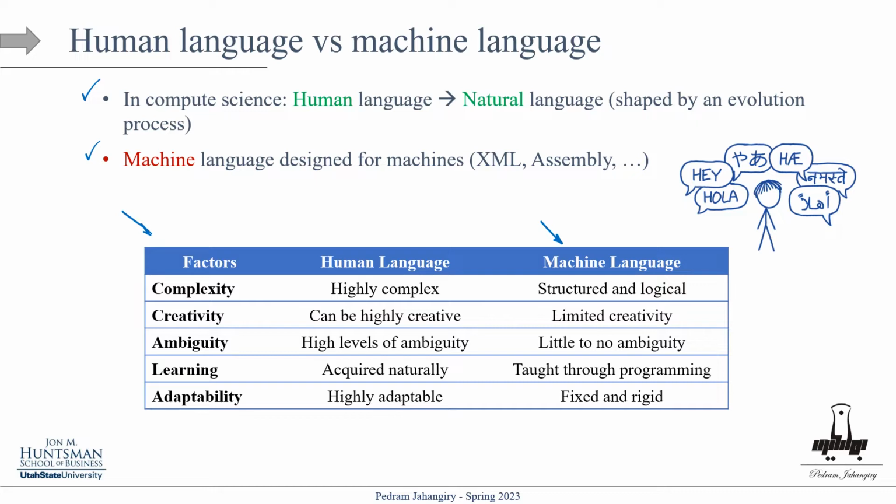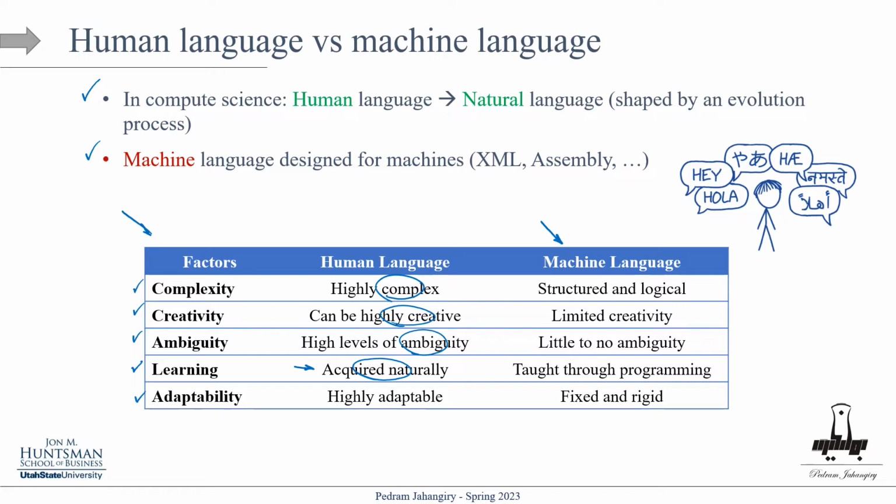So for example, we can look at complexity, creativity, ambiguity, learning, and adaptability. Of course, human language is a lot more complex, a lot more ambiguous, and at the same time, it can be very creative. These are the strengths of human language, and the way that it's learned is basically naturally. As I said, usage comes first, and then the rules come later. So it is acquired naturally. And in adaptability, it's highly adaptable.